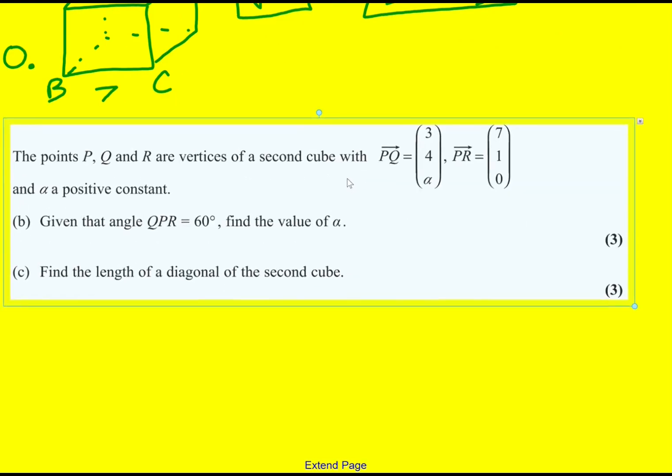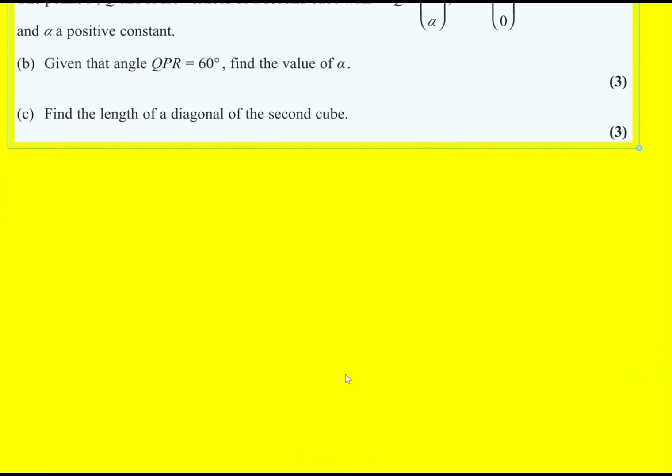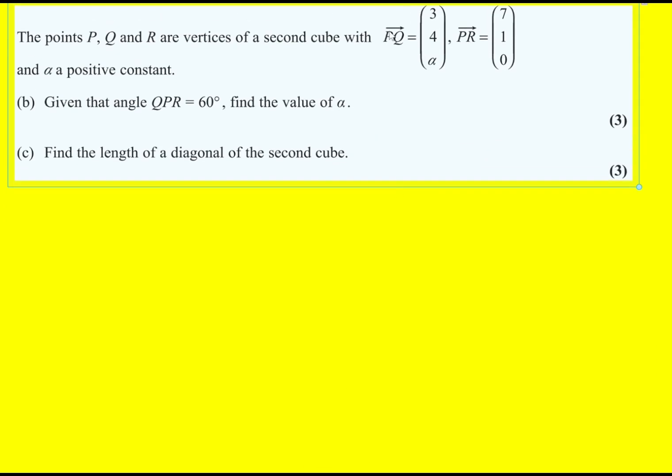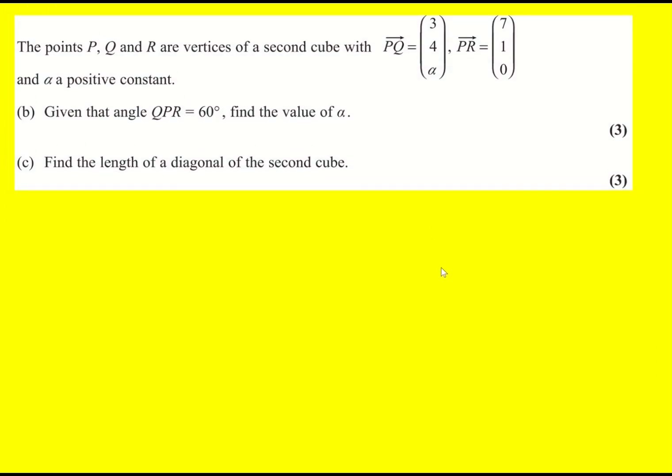Next up, we've got a second cube, and this time we're given some of the vectors, not the position vectors, but the vectors PQ and PR. So I'm going to draw a little diagram. Let's say this is the origin. Diagrams are often very useful for vector questions.